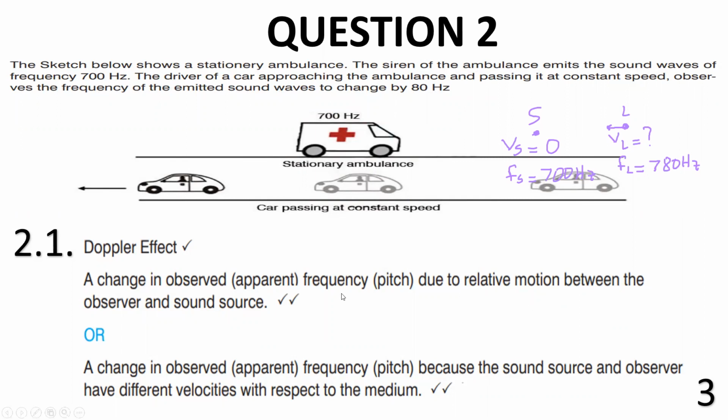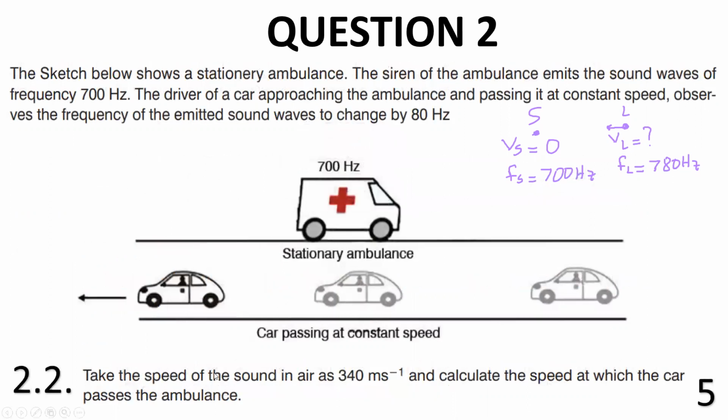All right, let's continue with the next question, 2.2. Take the speed of sound in air as 340 meters per second. Okay, V is also given. V equals 340, speed of sound is equal to 340 meters per second. Let's see what they ask. Calculate the speed at which the car passes. Okay, we are looking for the speed of the car. We are going to calculate it now.